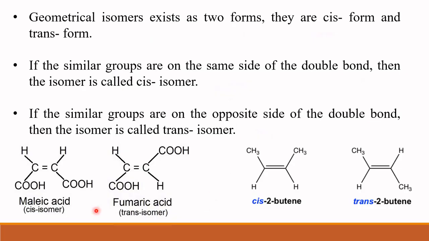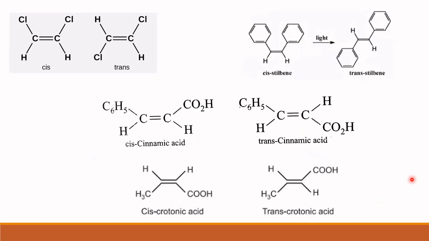Example, maleic acid and fumaric acid. In maleic acid, the carboxylic acid groups are on the same side, so it is the cis isomer. In fumaric acid, the two carboxylic acid groups are on opposite sides. This is the trans isomer. Then 2-butene: cis-2-butene and trans-2-butene. In cis-2-butene, the two methyl groups are on the same side, whereas in trans-2-butene, the two methyl groups are on the opposite side.